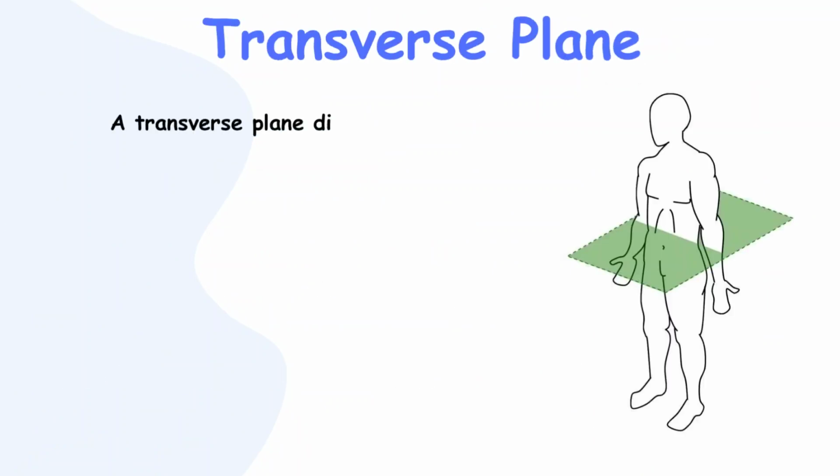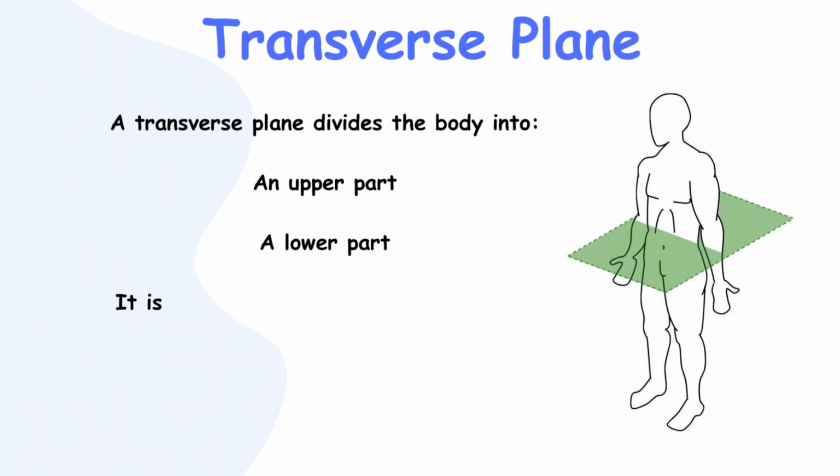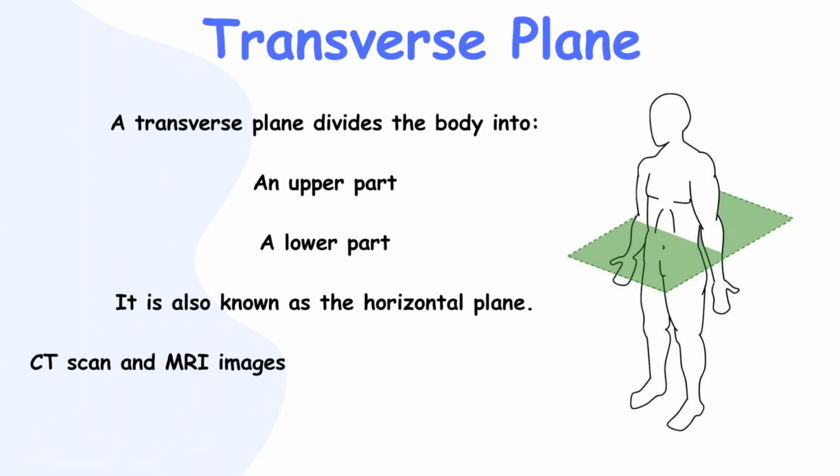Transverse plane. A transverse plane divides the body into an upper part and a lower part. It is also known as the horizontal plane. CT scans and MRI images are often studied using transverse sections.